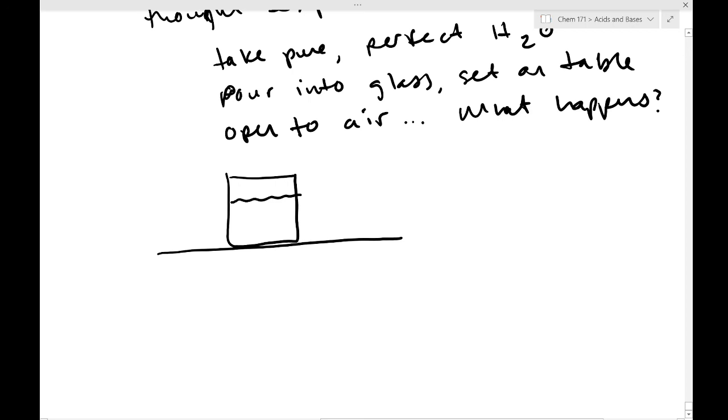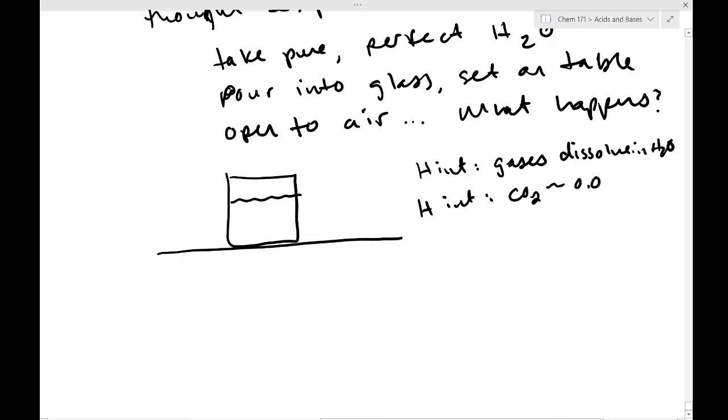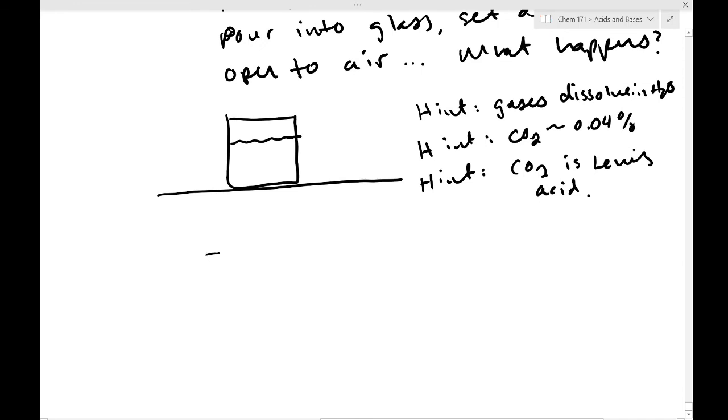So, hint number one. Gases dissolve in water. Right? Hint number two. CO2 is approximately 0.04% of the atmosphere. Hint number three. CO2 is a Lewis acid. So what's going to happen to this glass? The water will become acidic.